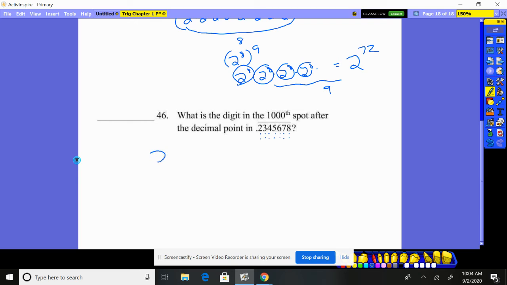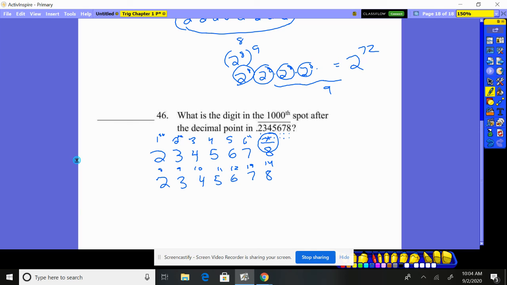Notice it goes 2, 3, 4, 5, 6, 7, 8. This is in the 1st spot, right? This is in the 2nd, 3rd, 4th, 5th spot, 6th spot, and 7th spot. If I continue, it then goes the 2 again, then the 3, 4, 5, 6, 7, 8. Notice this was in the 7th spot here. So this would be the 8th, 9th, 10th, 11th, 12th, 13th, 14th.